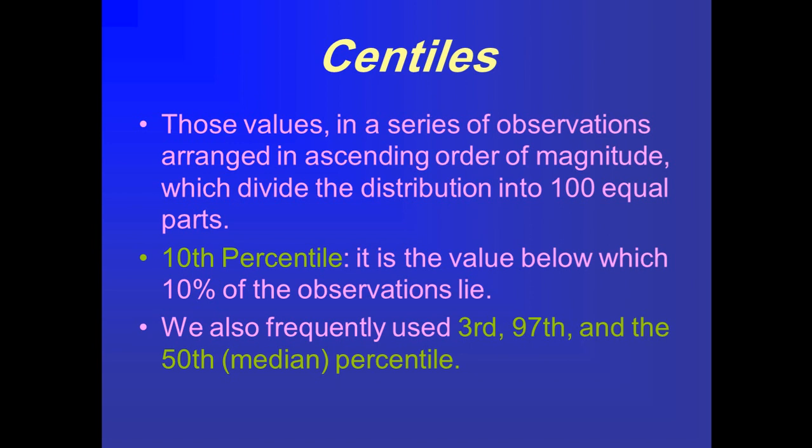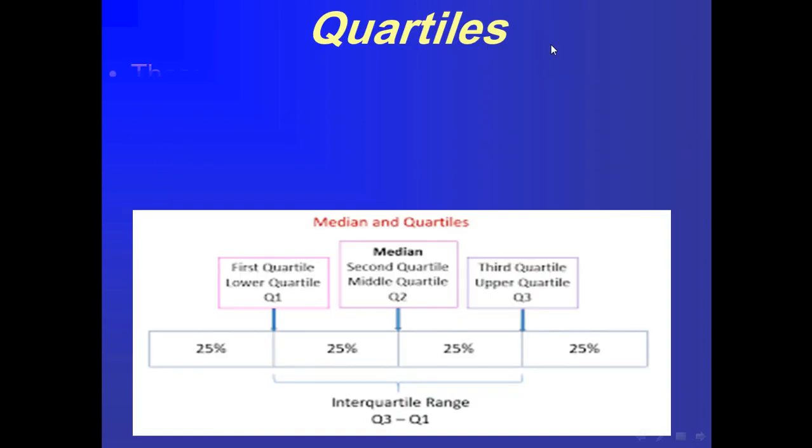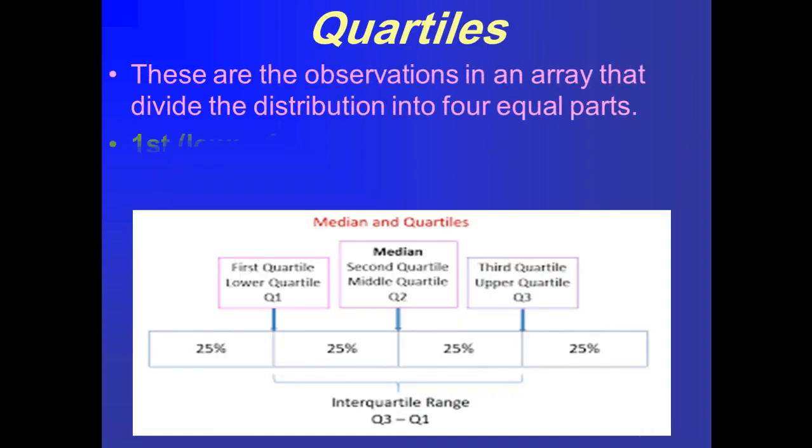The 50th centile is the median percentile, and this is an example of the 50th centile, and we have the 25th centile and the 75th. Below the 10th centile, the value is low, and above the 97th it is of highest value. We have the quartiles.